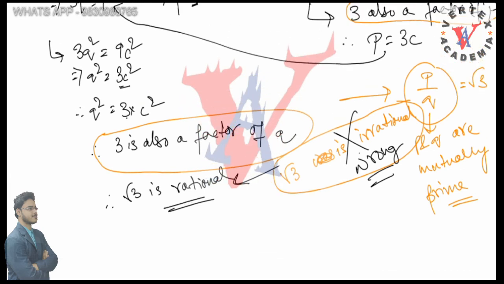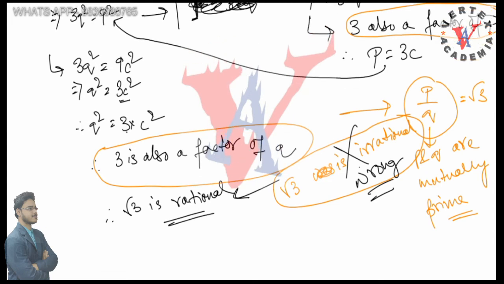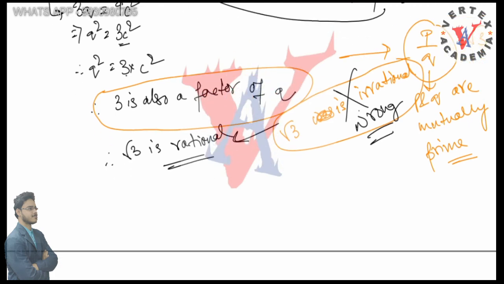So here, finally the common factor has become 3 when you prove root 3 is irrational. Here in place of 3 there will come 5. This is the difference, otherwise everything is same. So I hope this is clear. I have tried my best to deliver this thing.